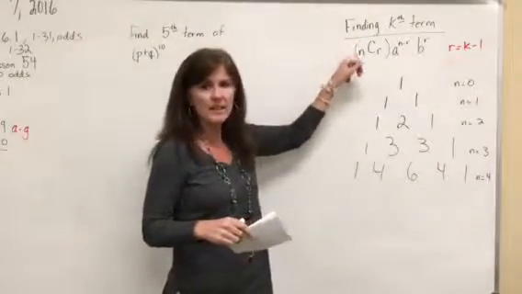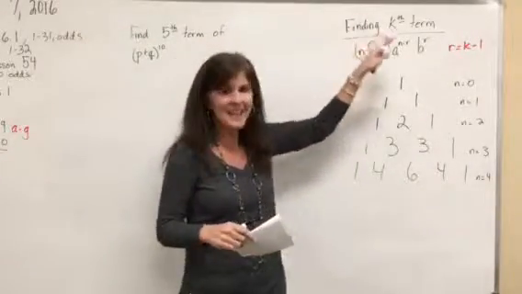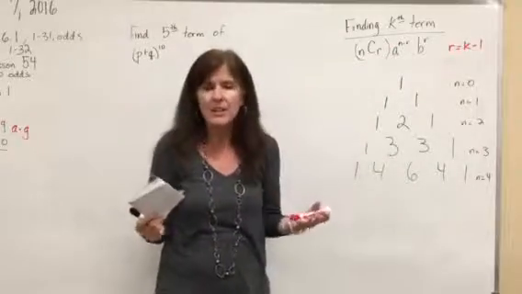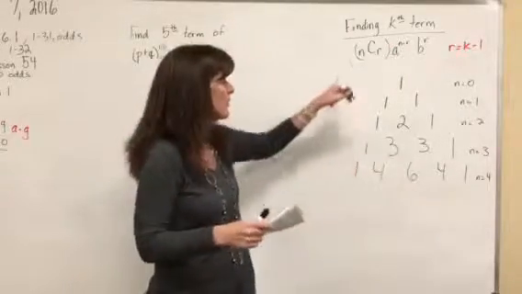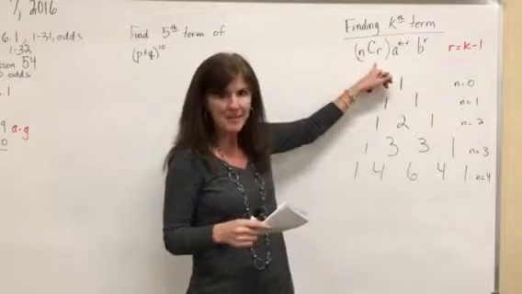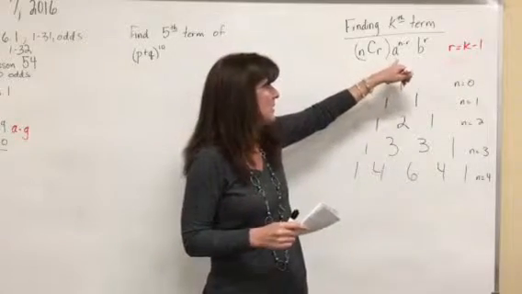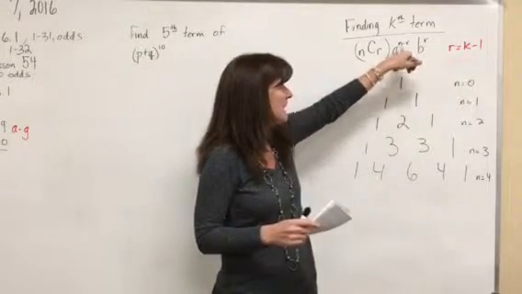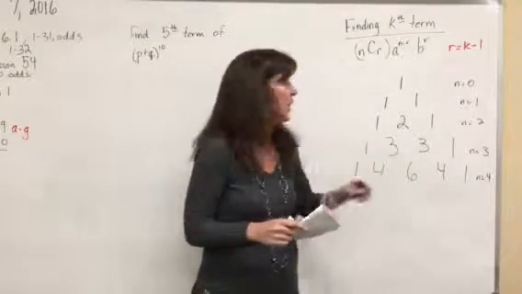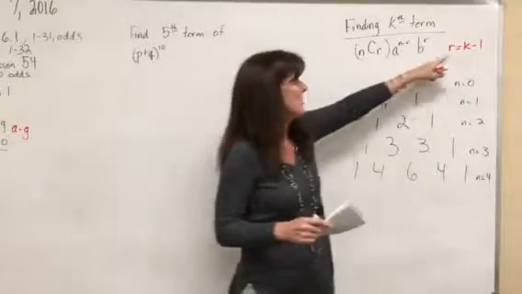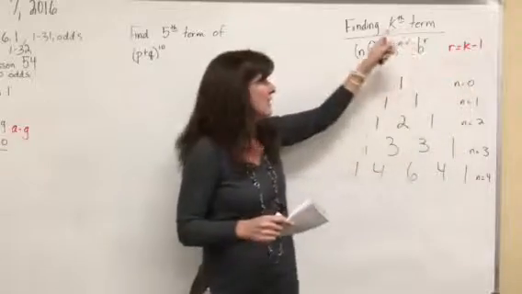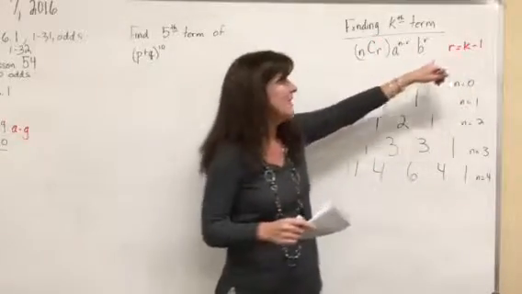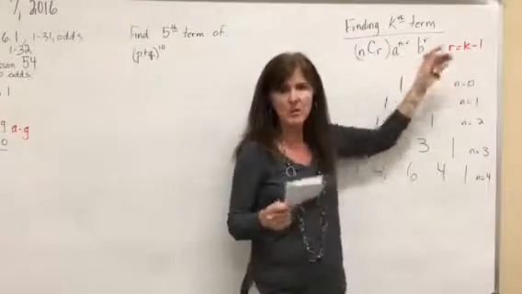Go ahead and write this on your formula sheet. Finding the kth term, meaning the 17th term or the 12th term or whatever, it's going to be a combination, which you can easily do on your calculator, times a to the n minus r times b to the r. And in this case, r will equal k minus 1. So if you're finding the 11th term, r is going to be 11 minus 1, or 10.